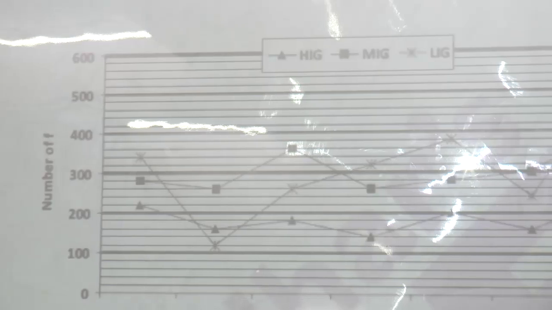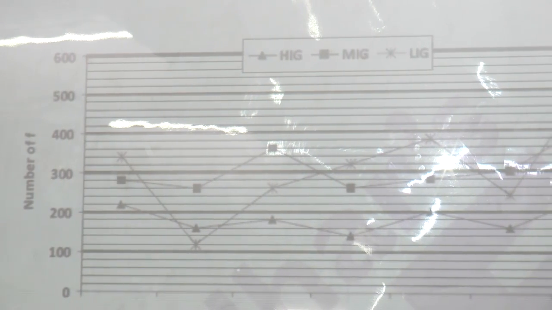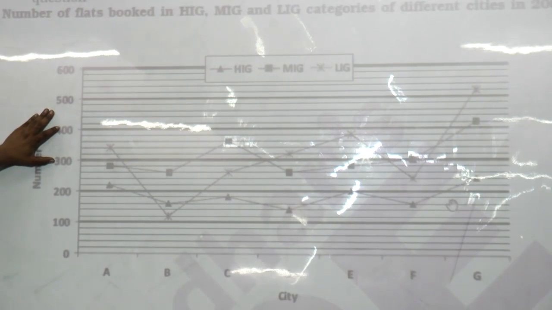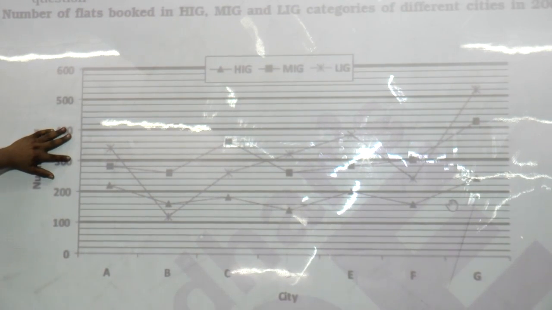51 to 55. So here also we have a gap of 100 divided into 5 lines. Each line occupies 20.